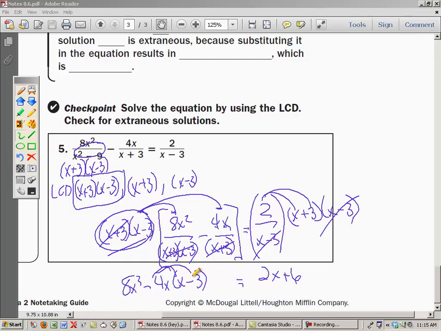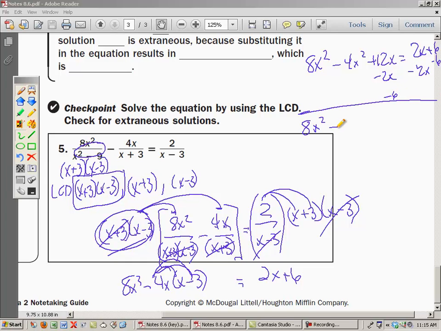From there, I'm going to distribute negative 4 to each term, and I end up with 8x squared minus 4x squared plus 12x is equal to 2x plus 6, because again, when I distribute here, negative times negative becomes positive 12. Now let's get everything on one side, minus 2x and minus 6. Let's simplify that. 8x squared minus 4x squared becomes 4x squared. 12x minus 2x becomes 10x. Minus 6 is equal to 0.